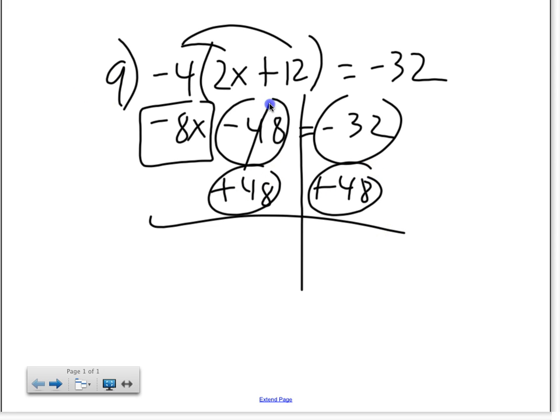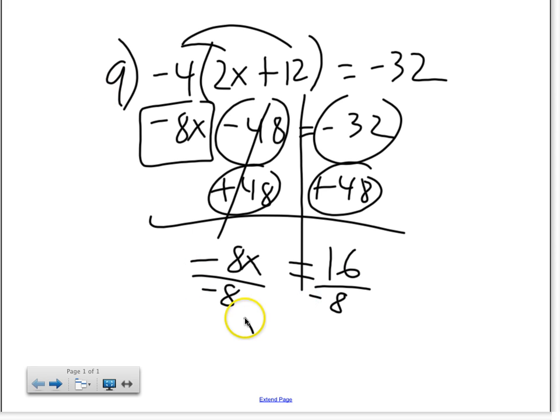There you have it. Let's go on this side. I have negative 8x equals, what is negative 32 plus 48? 16. And of course, the last step is to divide. X equals negative 2. Question on that one? Okay, now I want to show you another technique to really simplify this.